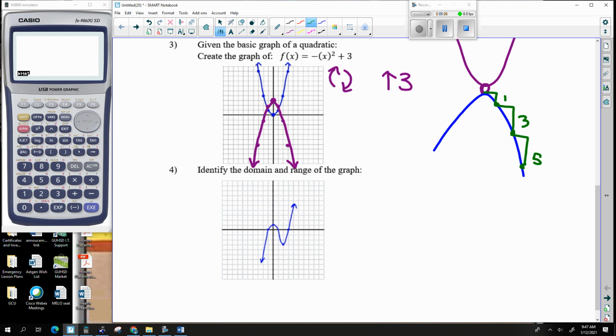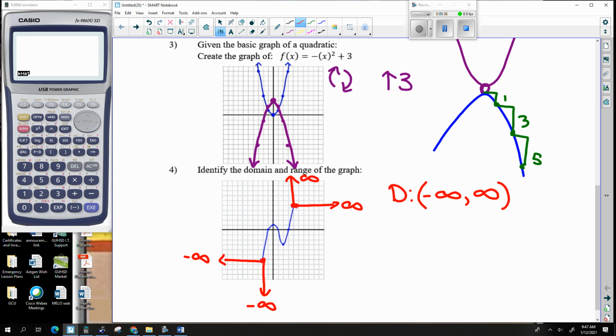Okay, domain and range. So what I see is this has an arrowhead going in that general direction, right there. This is infinity, this is negative infinity. The domain is the left to the right. So the leftmost is negative infinity. The rightmost is positive infinity. So that goes from negative infinity, left to right. Don't accidentally write it right to left, left to right.